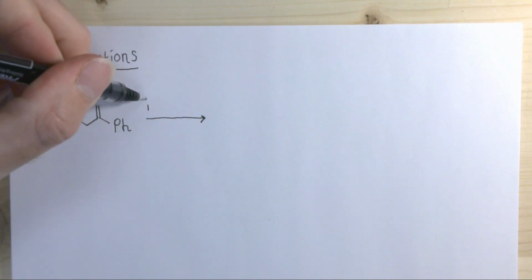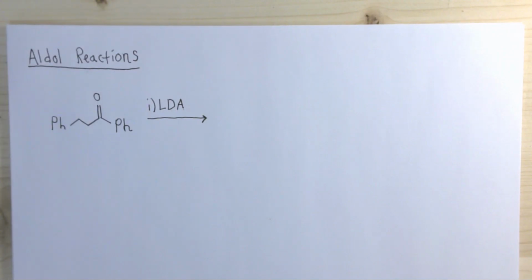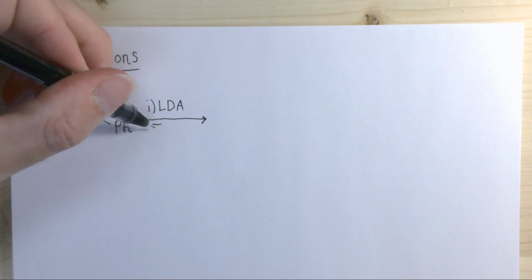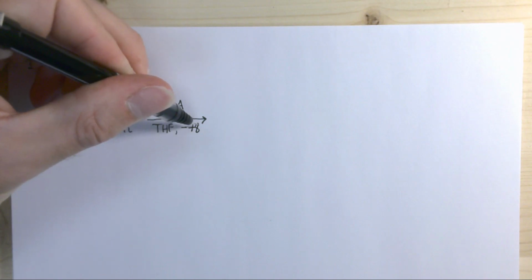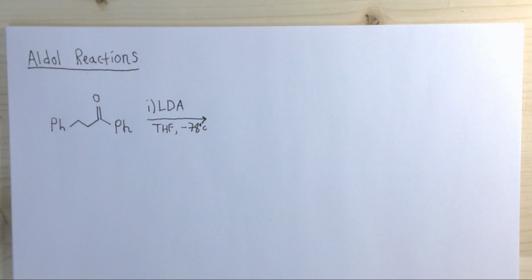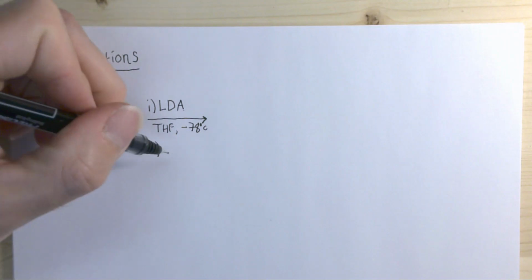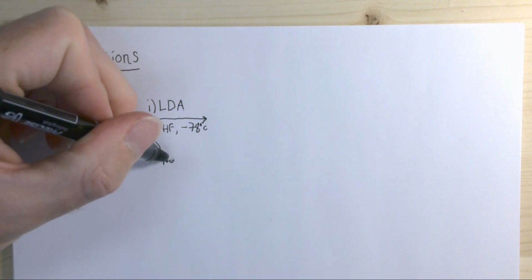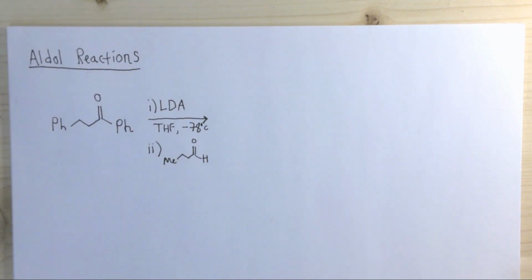So first what I'm going to do is I'm going to treat this with LDA. And it actually doesn't matter if I use kinetic or thermodynamic conditions here because I've only got one side that I can form the enolate on. But typically we do this in THF at -78, so I'll just write that in there. And then once I've formed my enolate, I'm going to treat this with an aldehyde. I'm just going to make one up. Okay, let's say we use some sort of aliphatic aldehyde like this.